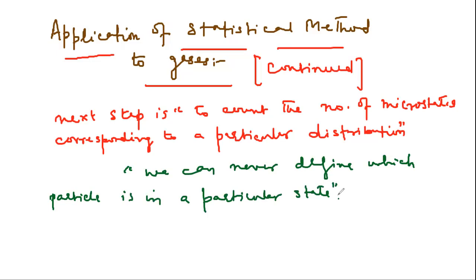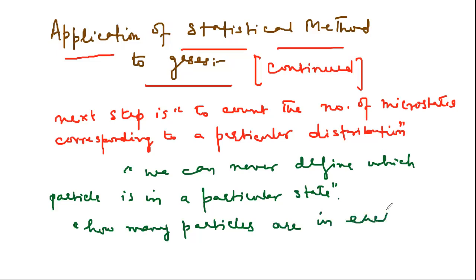Then what we do, how we specify the microstate completely in this case. We specify the microstate completely by merely stating how many particles are in each state. This is important. We specify the microstate by stating how many particles are in each state. Right?